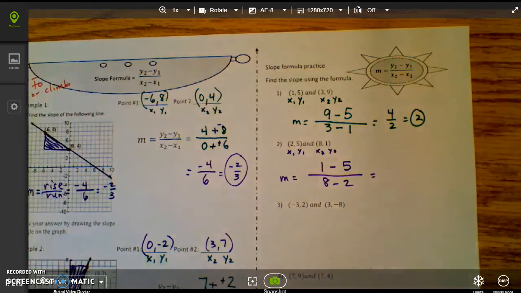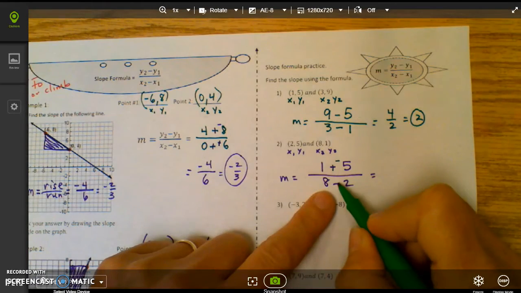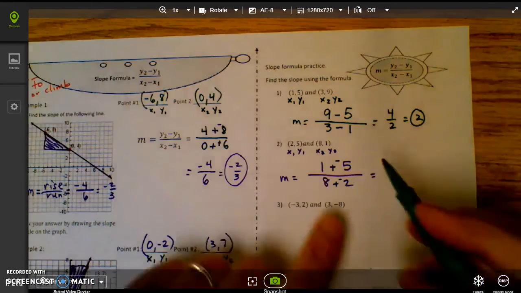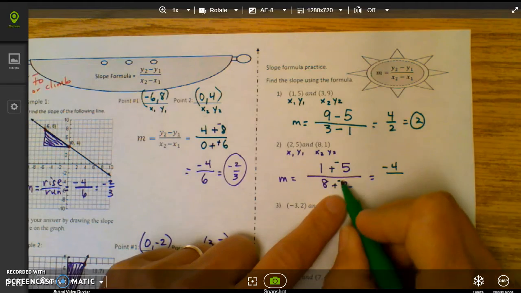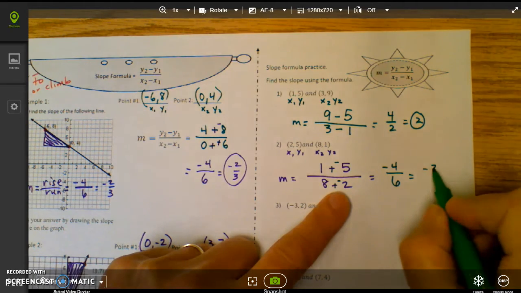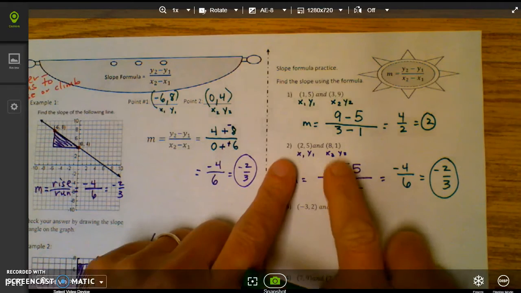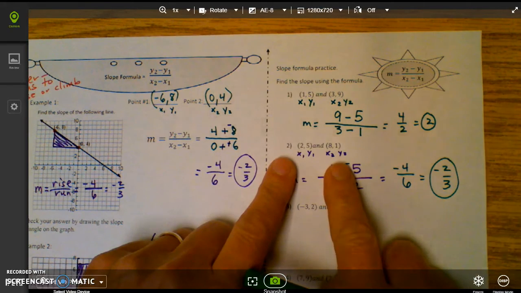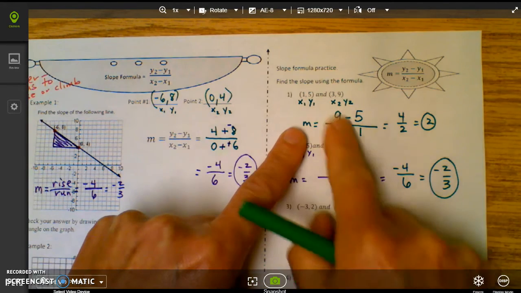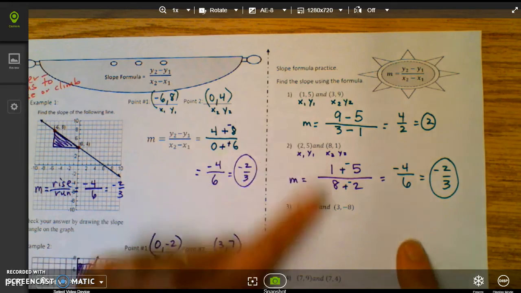This time I'm going to do some sign changes because it'll make it easier for me. 1 plus negative 5 is negative 4. 8 plus negative 2 is 6, and I can reduce my fraction, so we should. Notice it comes out negative. If we had plotted these 2 points, it would show a negative slope between them. Nice negative, it would be heading downhill.